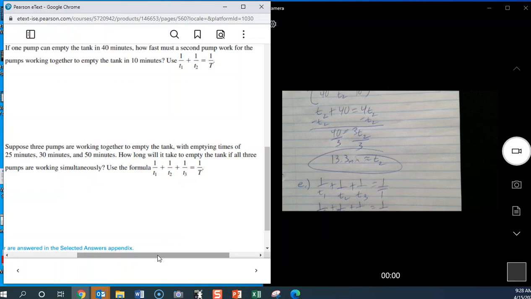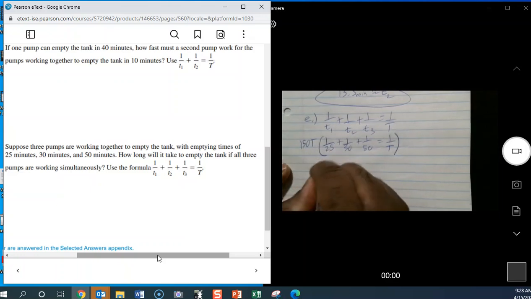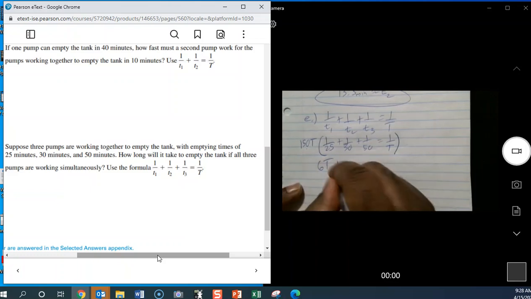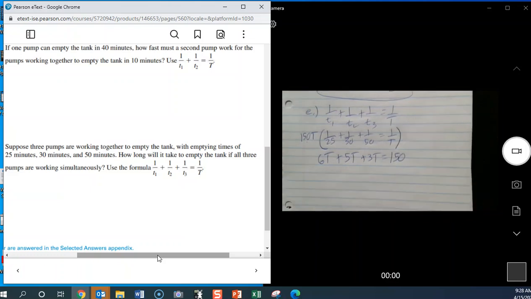Now we have to find a common denominator of 25, 30, 50, and T. So the common denominator would be 150T. So we'll multiply everything by the 150T. So 25 goes into 150 6 times, so this would be 6T. 30 goes into 150 5 times, so that would be 5T. 50 goes into 150T 3 times, so that would be 3T. And these T's will simplify out and leave 150.